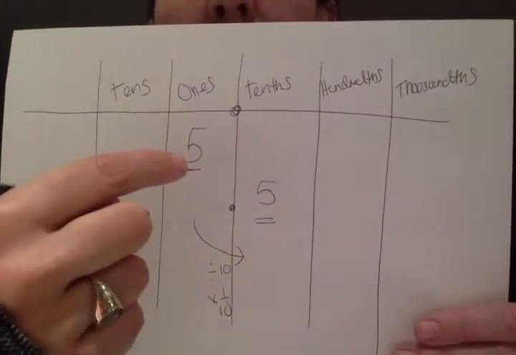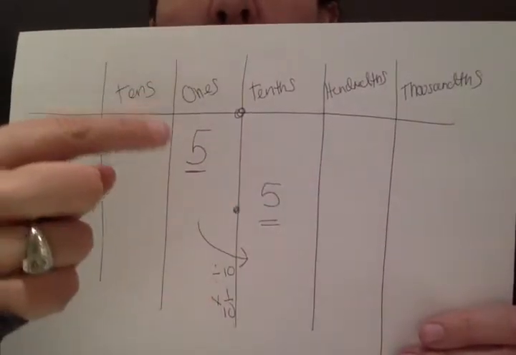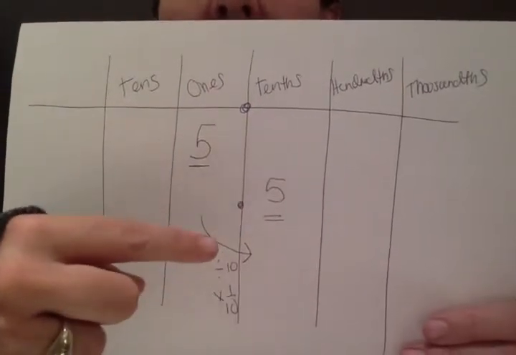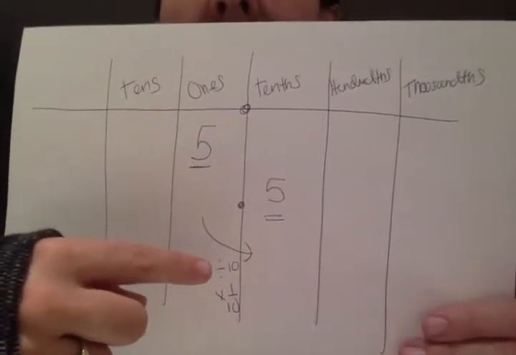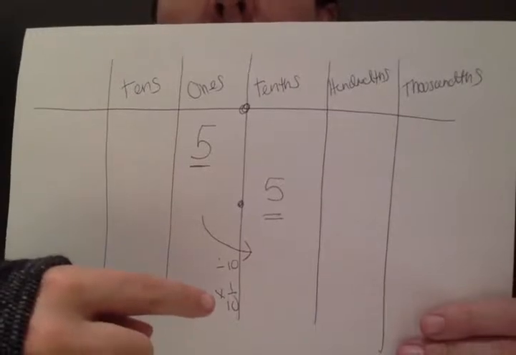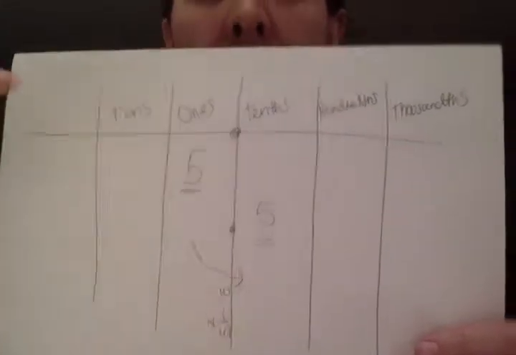So when I move from 5 to 5/10, I'm moving over one place value. That's the same as dividing by 10 or multiplying by 1/10. When we move to the right, the numbers get smaller. We either divide by 10 or we multiply by 1/10 for each place value that we move. When we move to the left, numbers get bigger. We multiply by 10 for every place value.